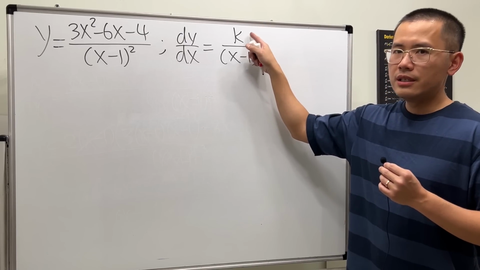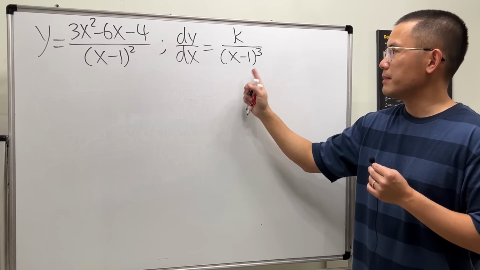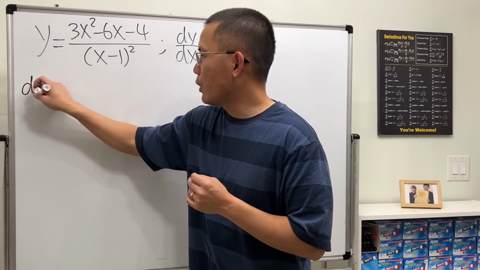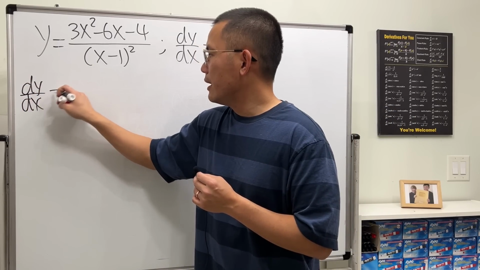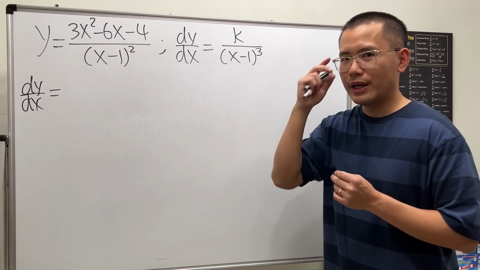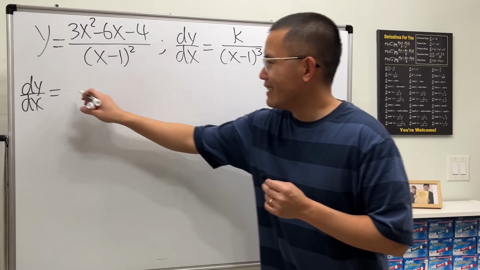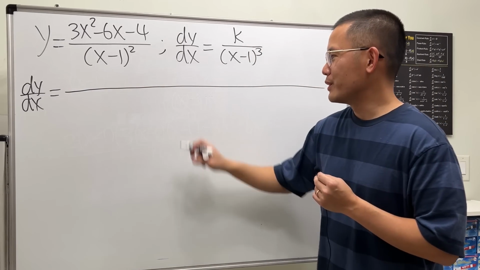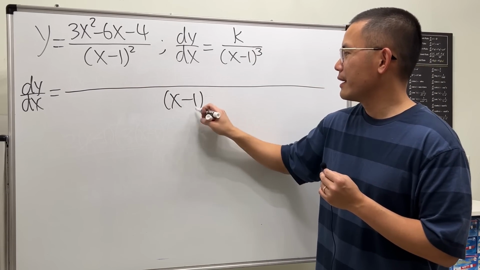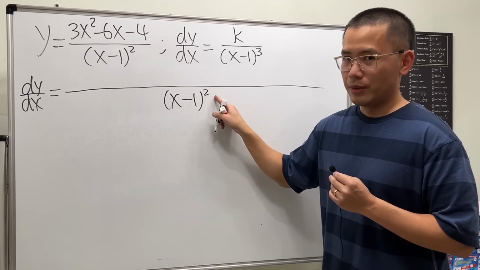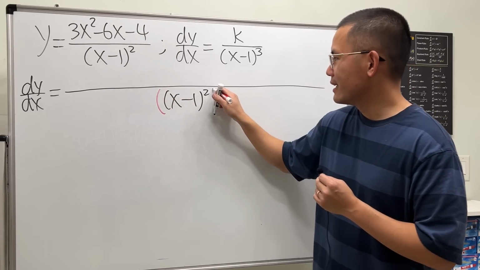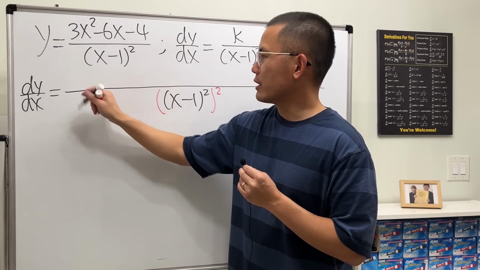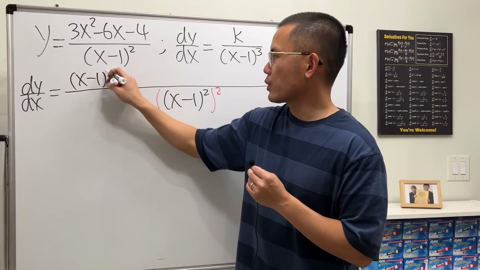We shall see just a number on the top over (x minus 1) to the third power. That'll be it. So here we go, dy/dx. And since this is a quotient, we will have to use the quotient rule. I'm going to draw a big fraction. We have to square the bottom right away, so let's do that. This is the original bottom. We have to square that, right? So it's like this. And then put the bottom function to the top right here, x minus 1 squared.